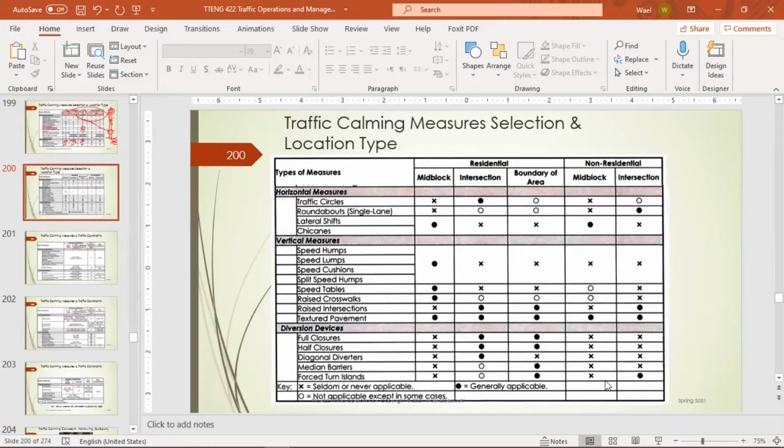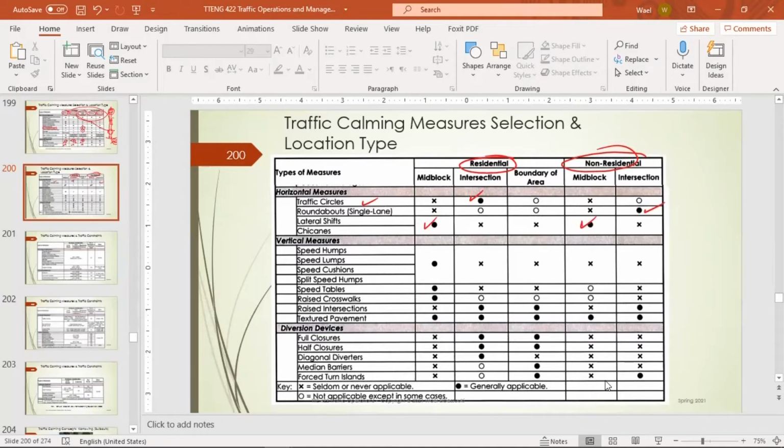For the horizontal measures, mid-block is not recommended for roundabouts, of course. It should be at the intersection. Okay, but for the residential area, it's better to have traffic circles, because roundabouts will take much bigger space. But if we go to non-residential, okay, roundabout is the recommended. For lateral shifts and chicanes, okay, mid-block, and for non-residential mid-block as well.